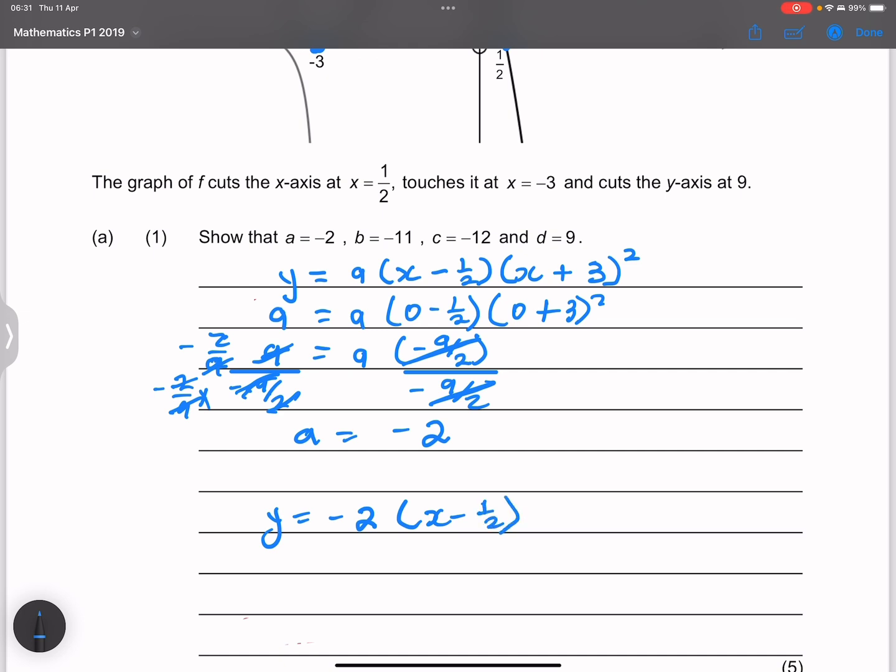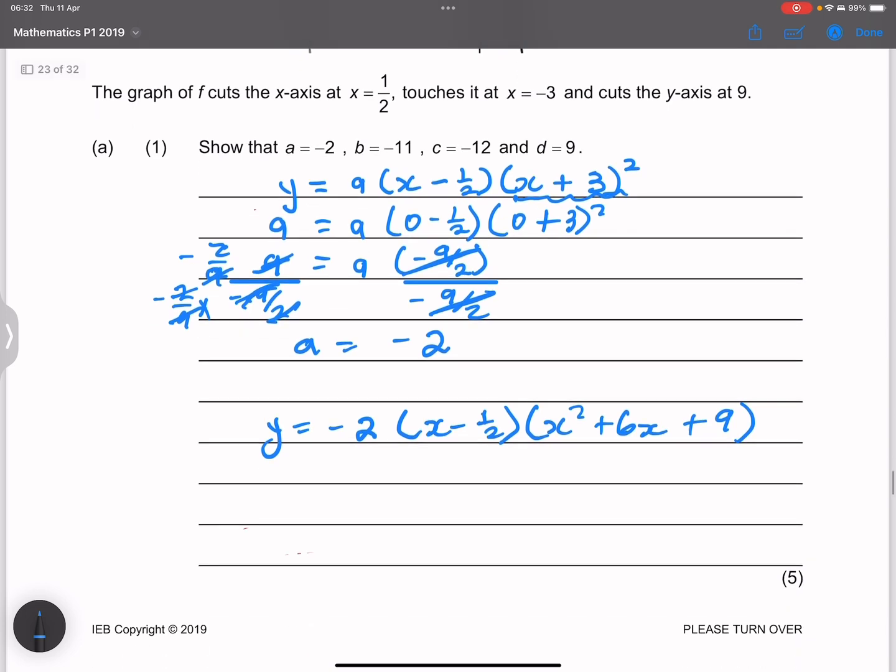And now what I'm going to do is just expand that bracket. So this is going to be x squared plus 6x plus 9. Okay? Right. So let's multiply all throughout. So that's -2. So I'm going to multiply that entire thing out. So x times x squared, that's going to be x cubed, right? So I'm going to take that times that, that's 6x squared, all right? X times 9, that would be plus 9x.